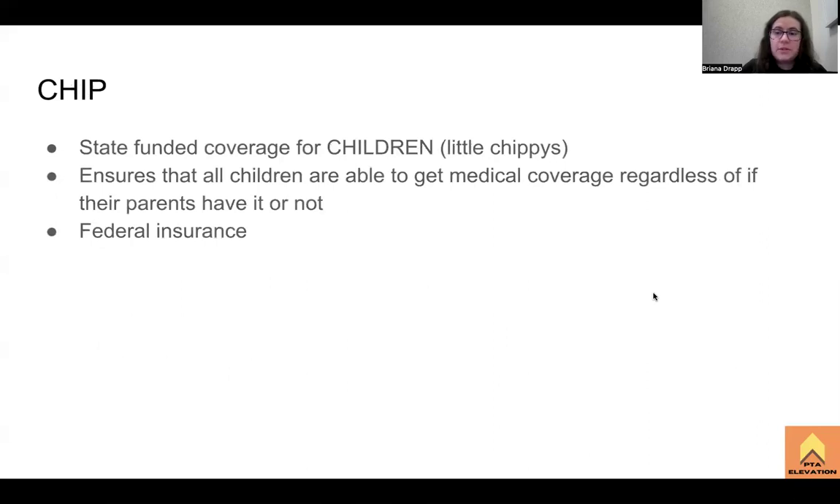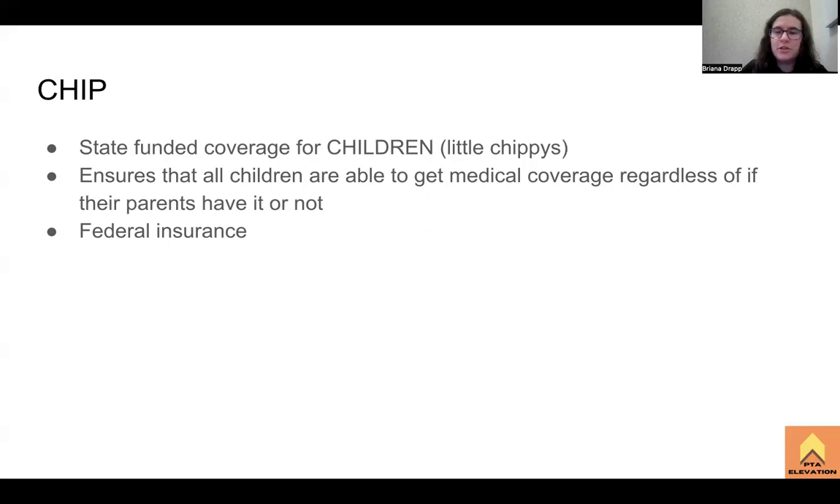Now, CHIP is going to be a type of Medicaid kind of service, similar, but it's state funded and it's for children. We had a patient once that would call every child a little chippy, and so now I refer to all little kids as chippies. That helps me remember that CHIP is for kids. You can also think CHI, children, but CHIP works better. It's a whole acronym, but don't worry about it.